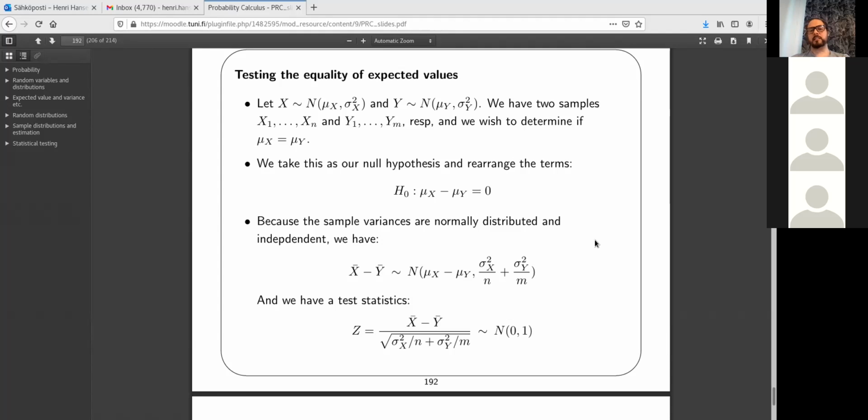So we have the test statistic, which we can formulate. We can basically take x bar minus y bar, and then divide it by the square root of this joint variance.